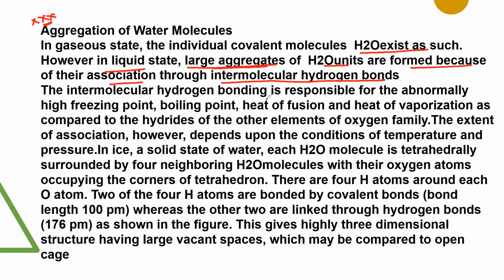The intermolecular hydrogen bonding is responsible for the abnormally high freezing point, boiling point, heat of fusion, and heat of vaporization as compared to the hydrides of other elements of the oxygen family.